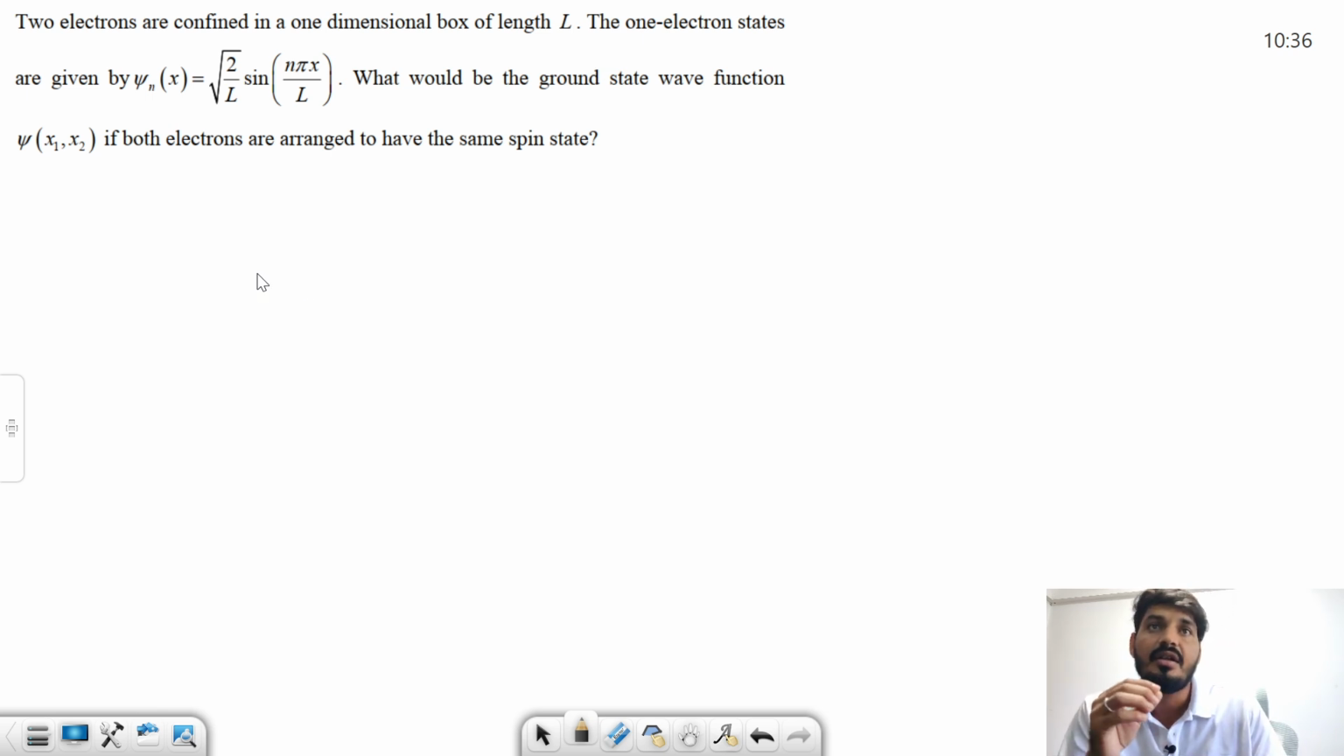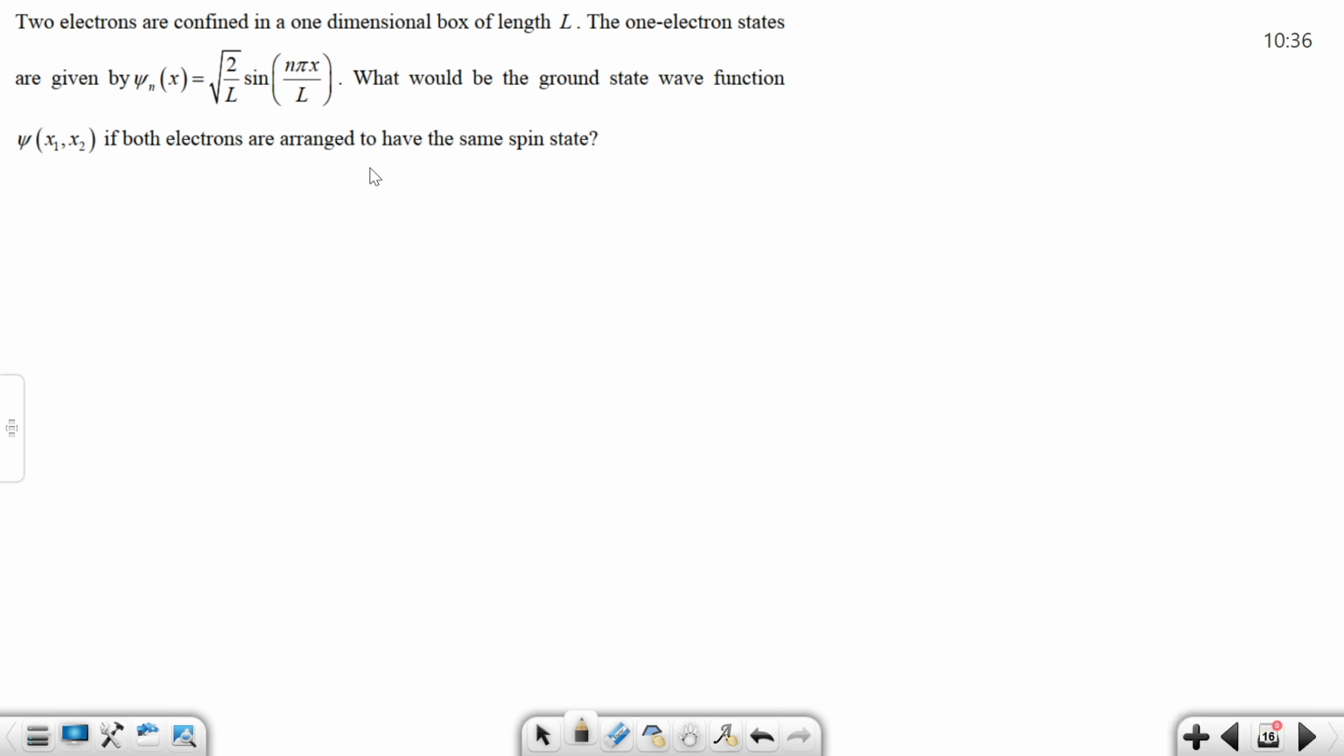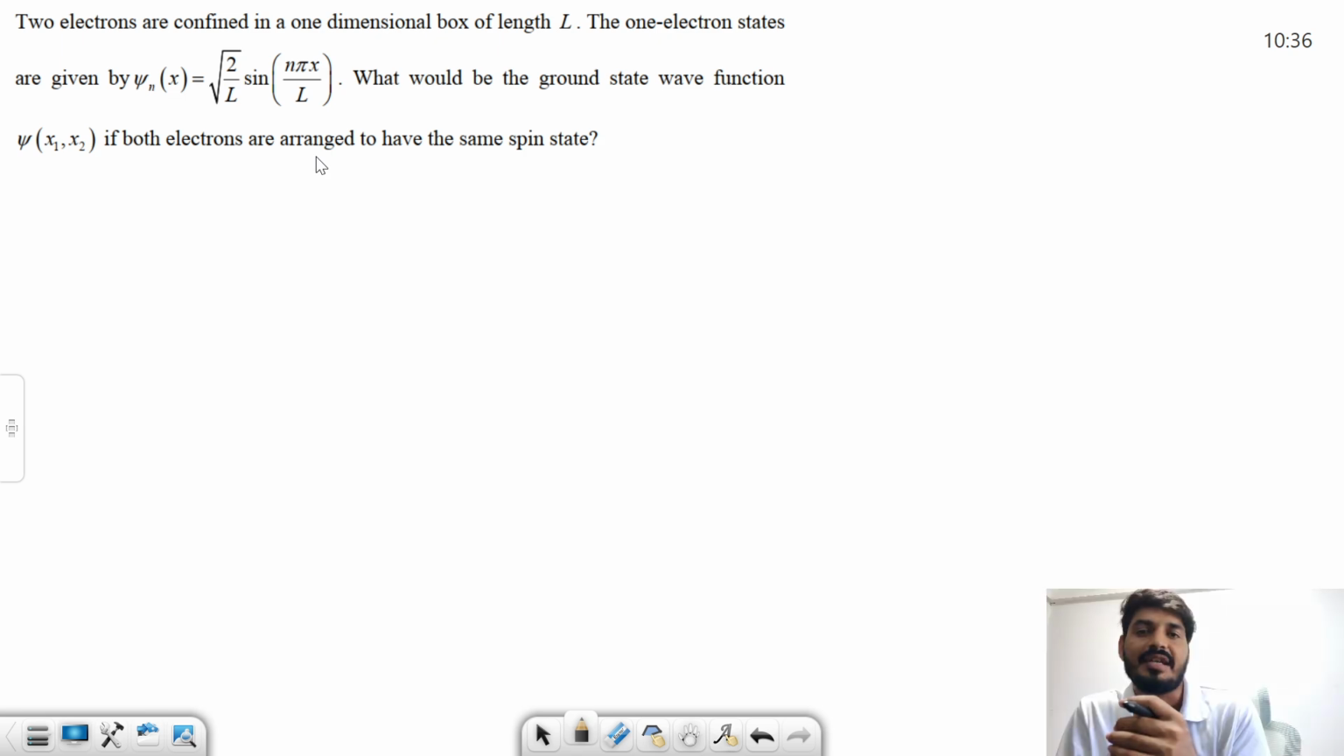First see the question. 2 electrons are confined in 1D box of length L. 1 electron state is given this. Okay, एक इलेक्ट्रॉन की स्टेट इस तरह से डिफाइन है. What would be the ground state wave function? This is the ground state wave function if both electrons are arranged to have in same spin state. जब दोनों इलेक्ट्रॉन सेम स्पिन स्टेट में होंगे तो सिस्टम की ग्राउंड स्टेट क्या होगी, ग्राउंड स्टेट का वेव फंक्शन क्या होगा, that we have to find out.